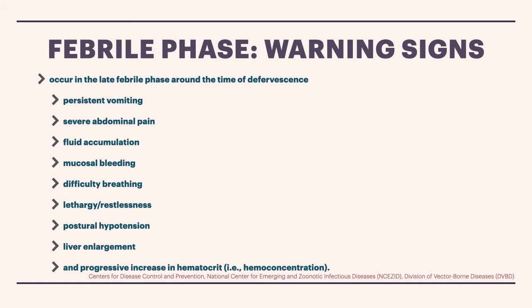Warning signs occur in the late febrile phase around the time of defervescence, and this includes persistent vomiting, severe abdominal pain, fluid accumulation, most commonly seen in the abdomen, mucosal bleeding, difficulty breathing, lethargy or restlessness, postural hypotension, liver enlargement, and progressive increase in hematocrit.